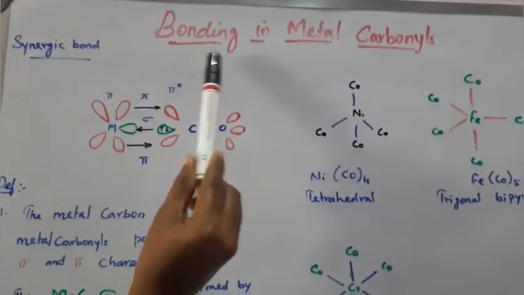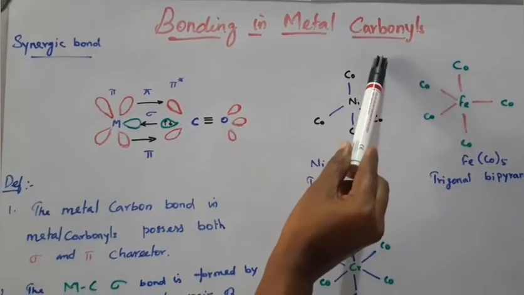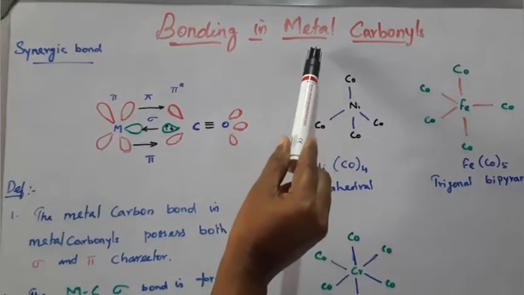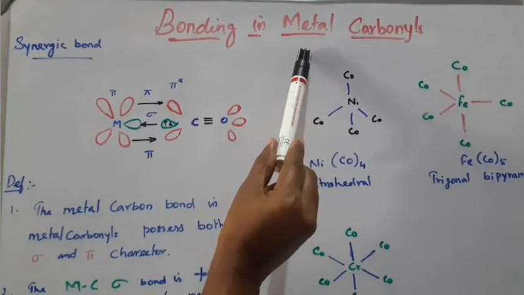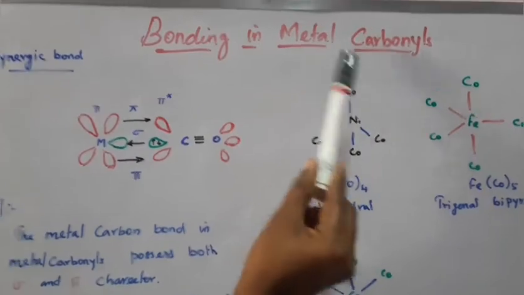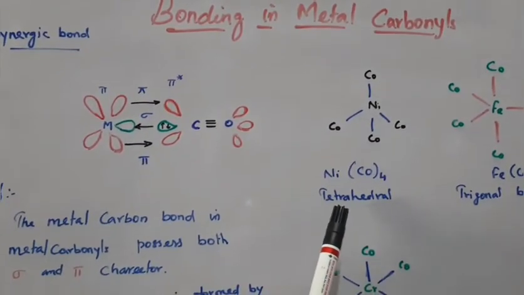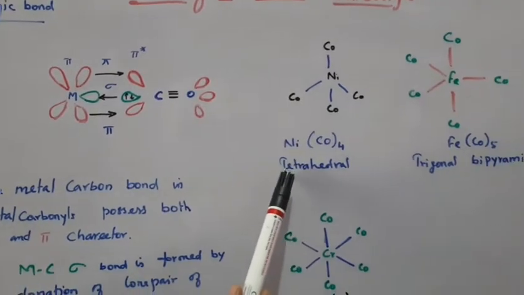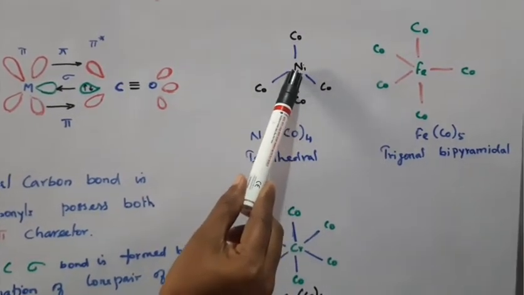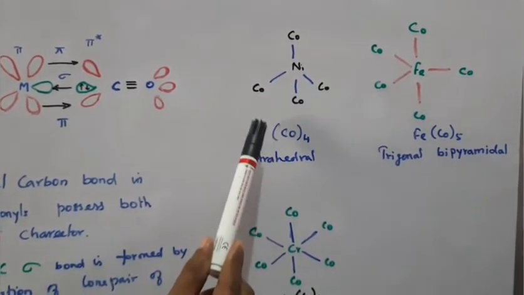Next, bonding in metal carbonyls. Carbonyl means carbon monoxide acts as a ligand attached to the central metal atom, that is metal carbonyls. That complex is called a metal carbonyl. So this is some kind of homoleptic metal carbonyls. Homo means the same kind of ligands directly attached to the central metal atom, that is homoleptic metal carbonyls.